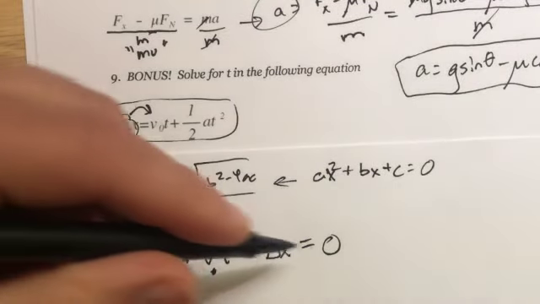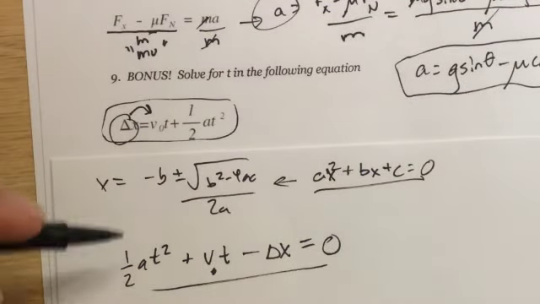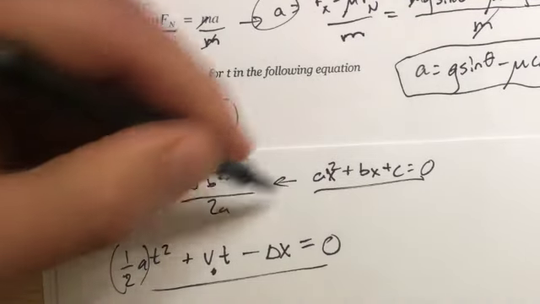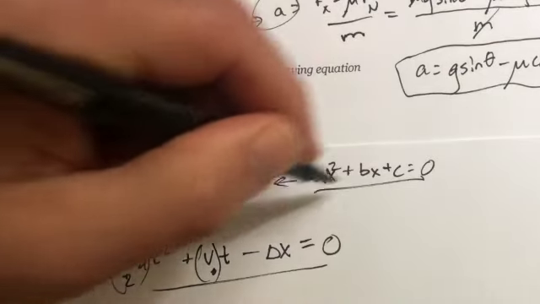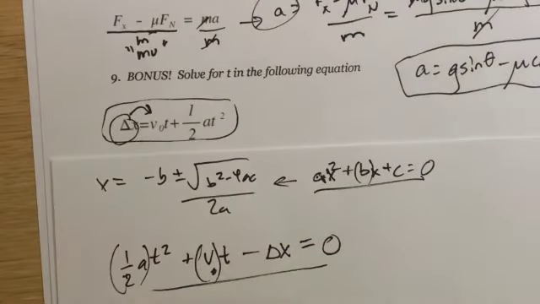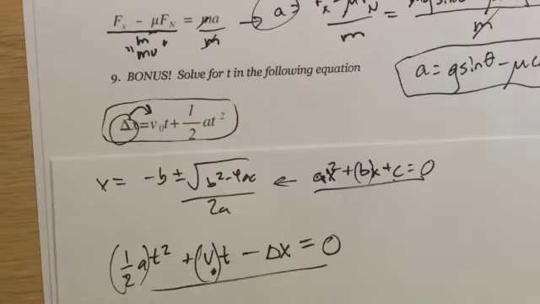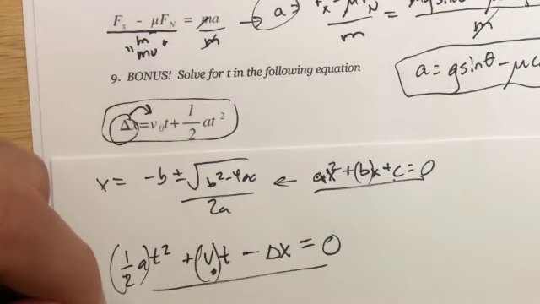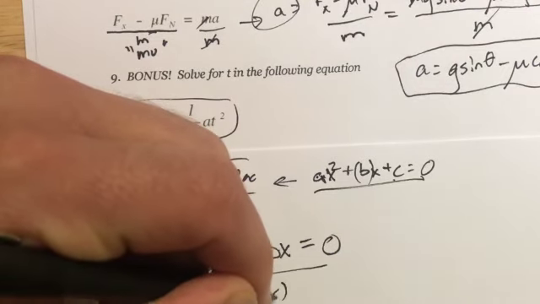All right? So again, if you compare this equation and this equation, 1/2 a here is the same as just a up here. v naught here is the same as b up here. And negative delta x is the same as c up here. So I'll just write that as a, b, and c.